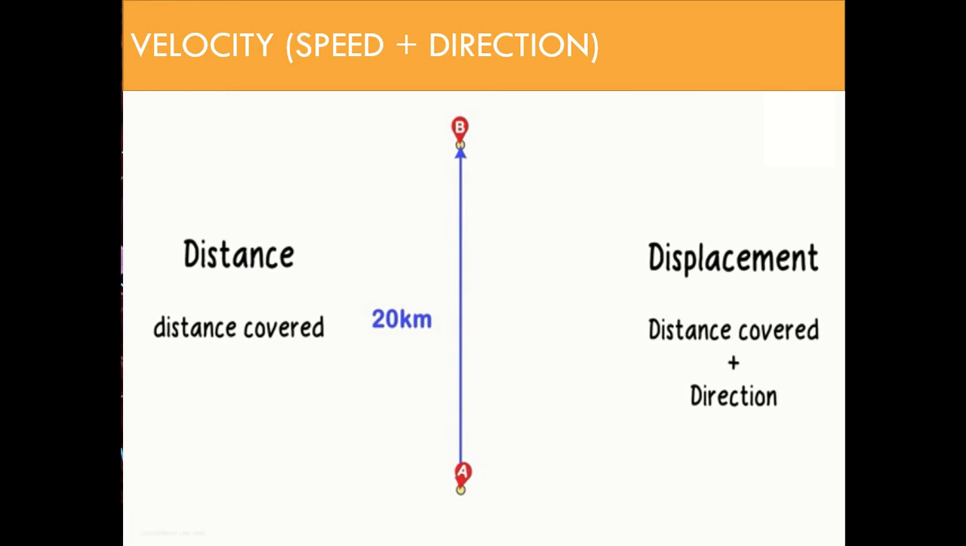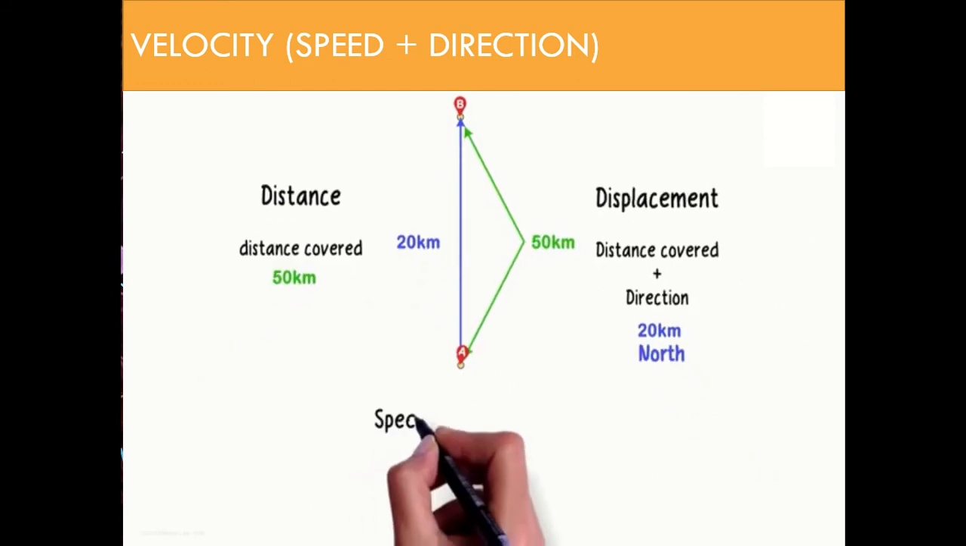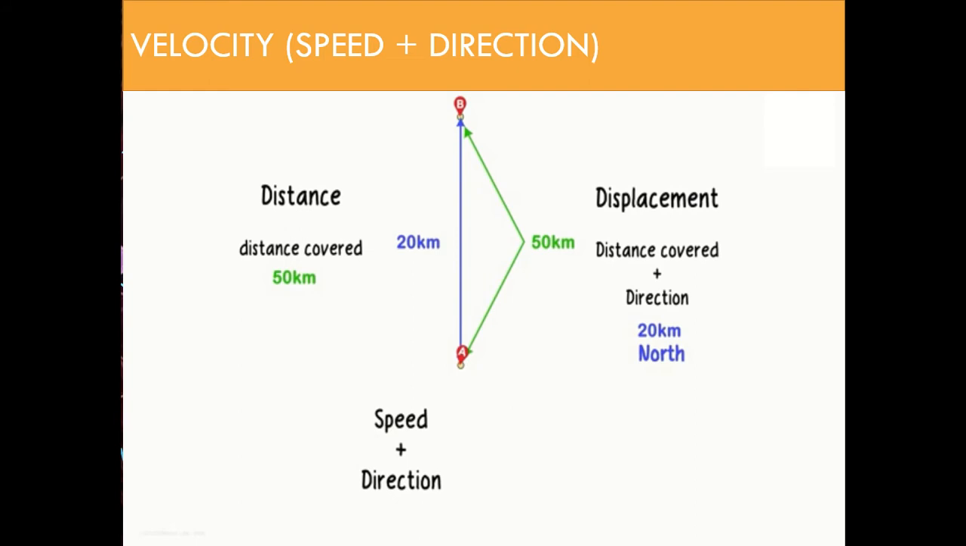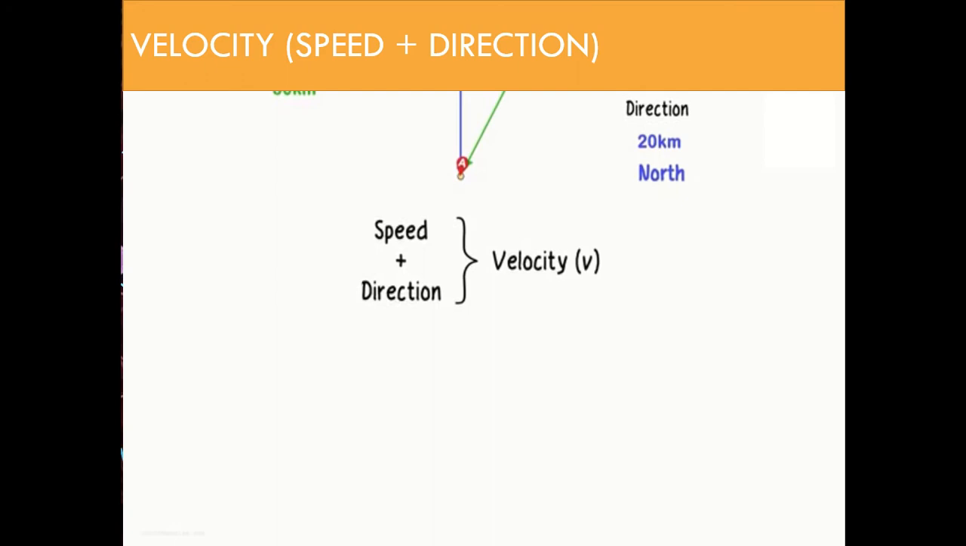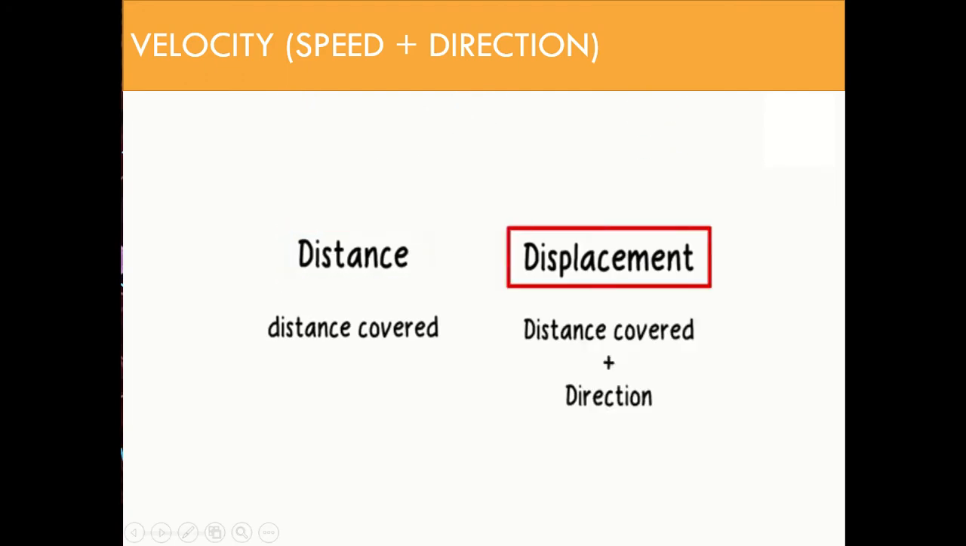So from point A to B, 20 kilometers is a displacement because that is the shortest distance. But somebody moves in the green color path and travels 50 kilometers. Now the displacement is: A is 20 kilometers north of B. Now that speed plus direction is called velocity. It is also measured in meters per second.